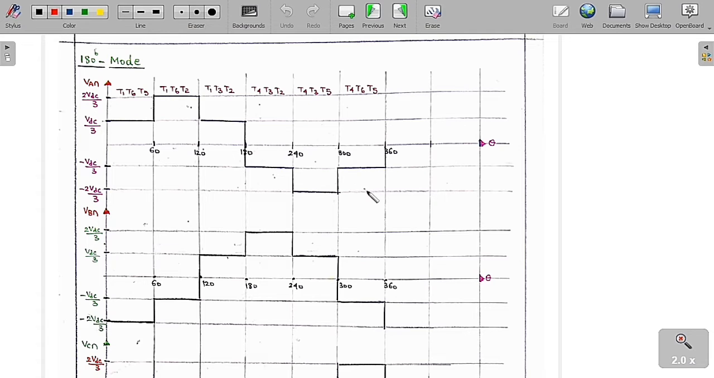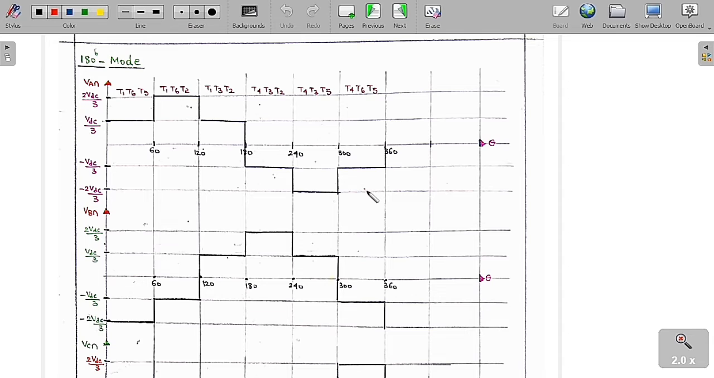Similarly, from 300 to 360 degrees, you can see clearly from the control scheme diagram that T4, T6 and T5 are going to conduct. If you close these three switches and analyze the circuit, then we are going to get VAN as minus VDC by 3, VBN as minus VDC by 3 and VCN as plus 2 VDC by 3.